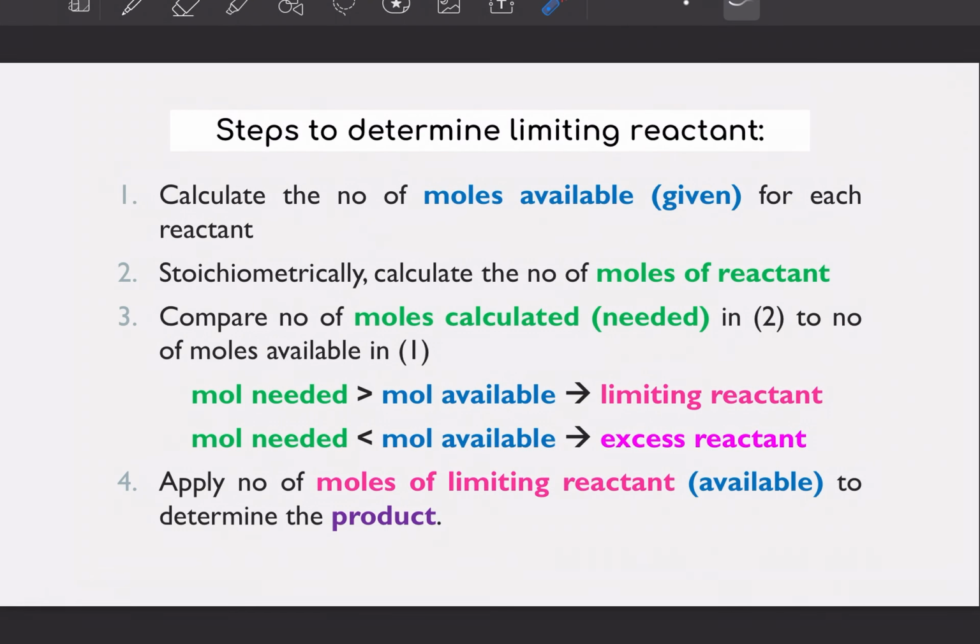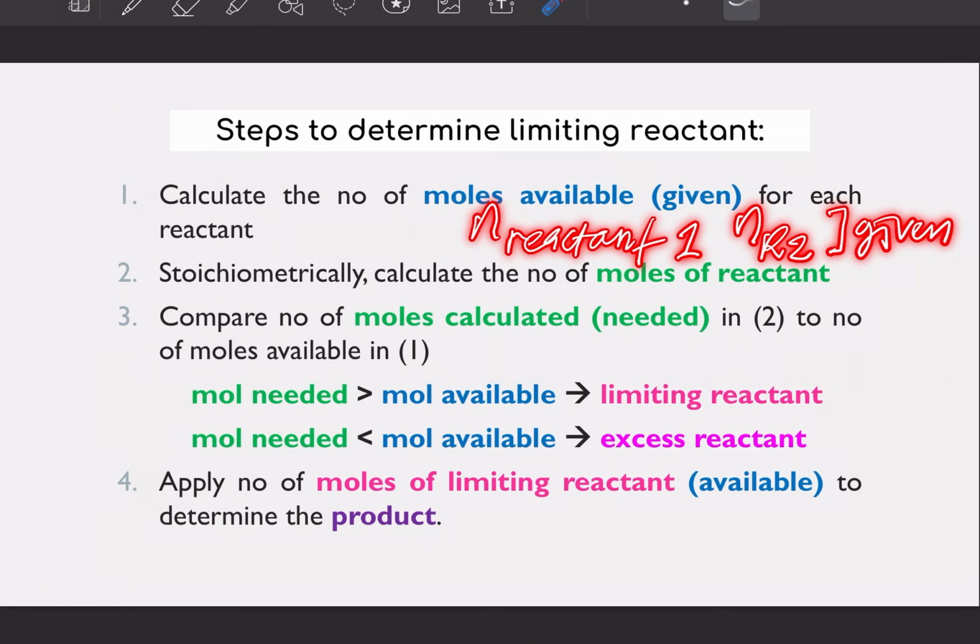Okay, so next we are going to look at the steps to determine the limiting reactant. So these are the clear systematic steps for you to determine siapa limiting reactant. First, you're going to calculate the number of moles available that is given for each reactant. So find the number of moles for each reactant, reactant 1 and then reactant 2. Yang ni adalah given, right? That is given from information daripada awak punya question.